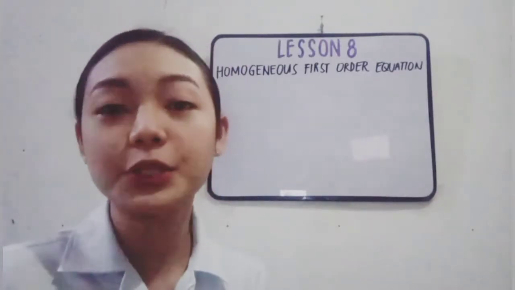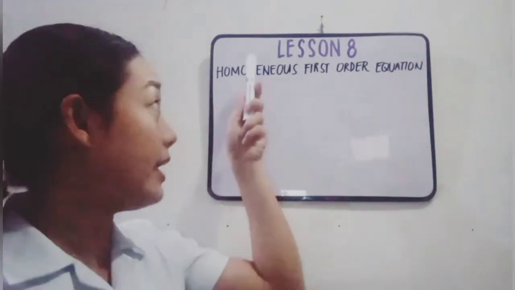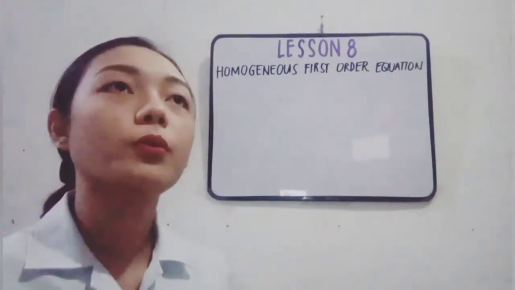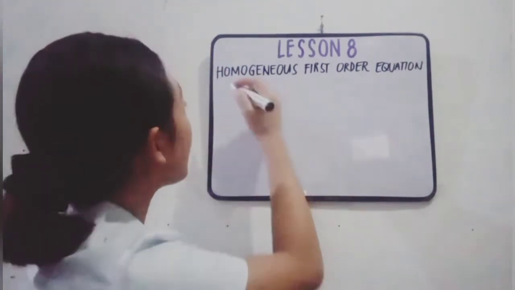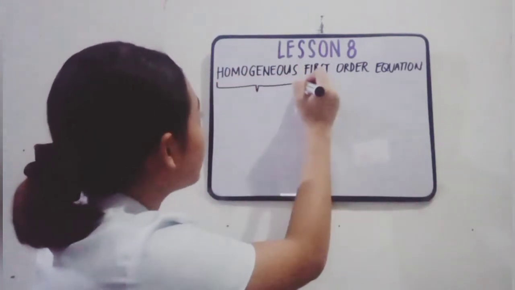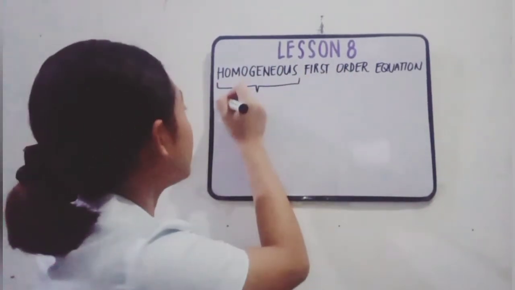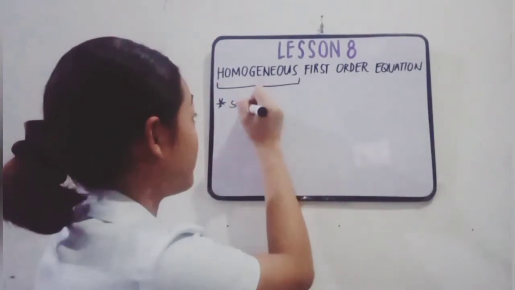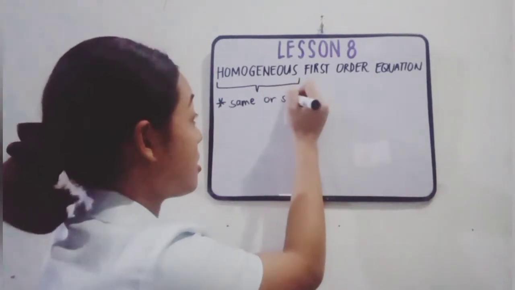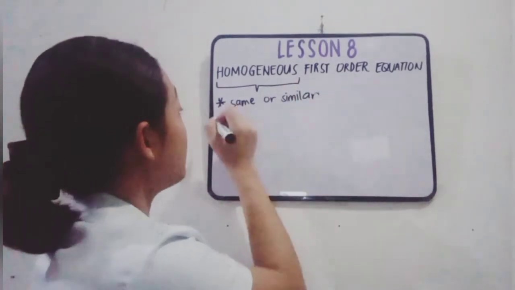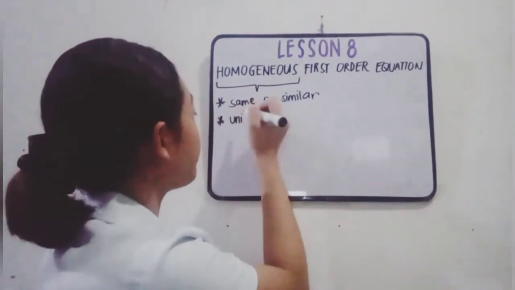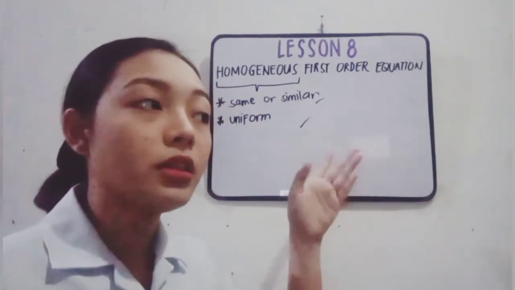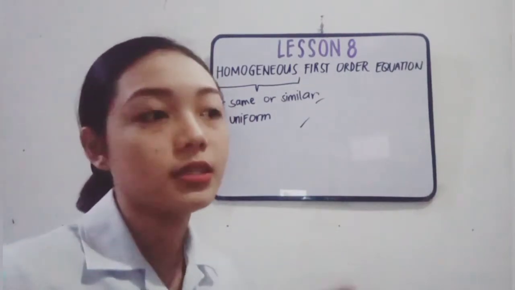Everyone. So for today's video, we will discuss Lesson 8, the topic of homogeneous first order equation. Before we proceed to our discussion, let us first define what is homogeneous. According to Merriam-Webster, homogeneous is the same or similar, and it could be uniform. It's stated that similar, same, or uniform means may pagkakatulad.